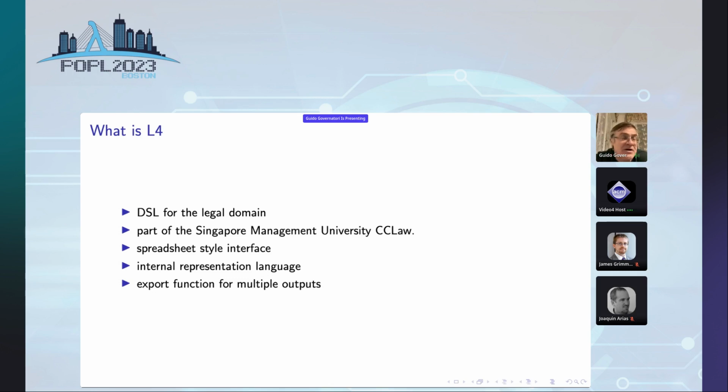Essentially, this language provides functionalities and features to make it accessible to legal professionals. L4 is meant to have a spreadsheet style interface, and I think Meng presented it at last year's ProLaLa. It also has an internal representation language, where you internally represent whatever you present in the spreadsheet, and many functions to export in multiple outputs, in multiple languages and frameworks. Today I'm going to explore one of them.